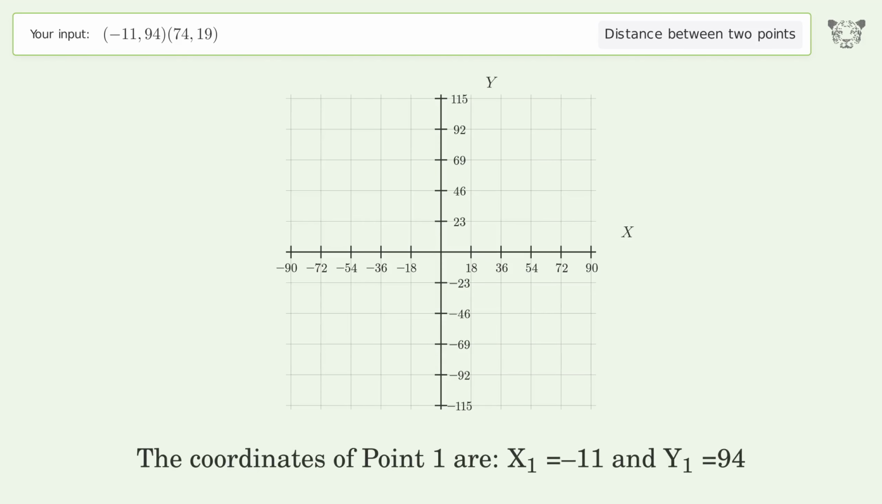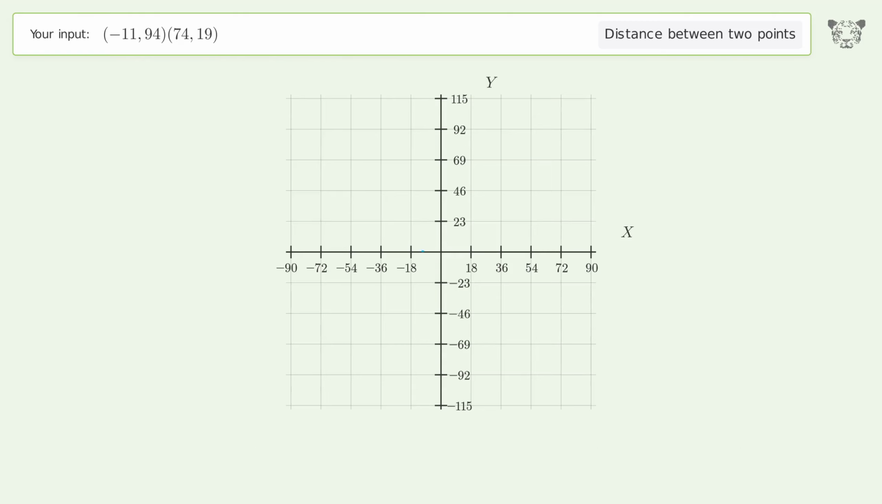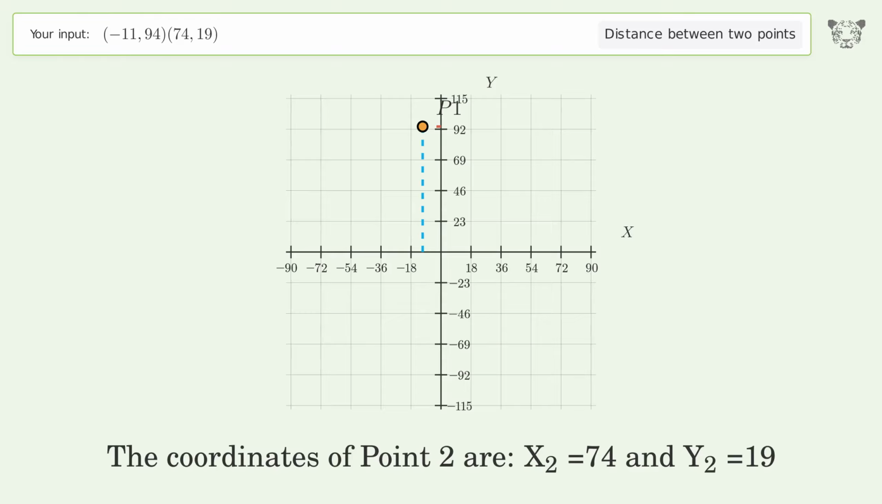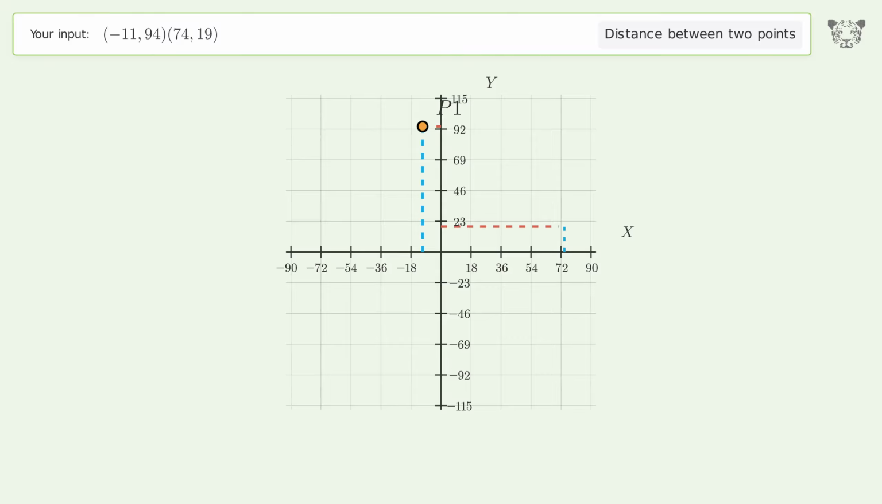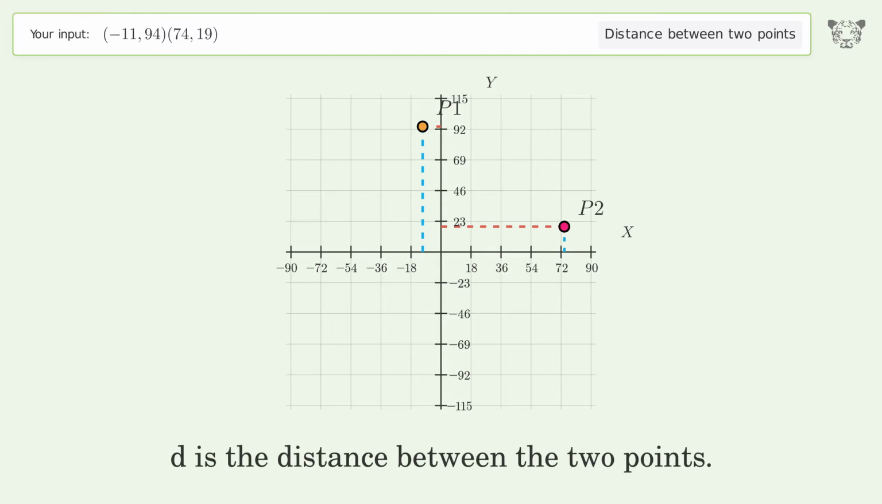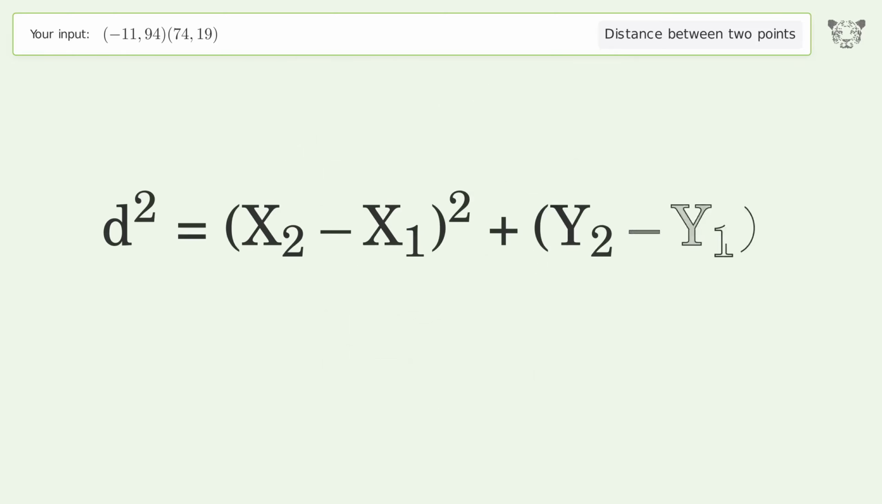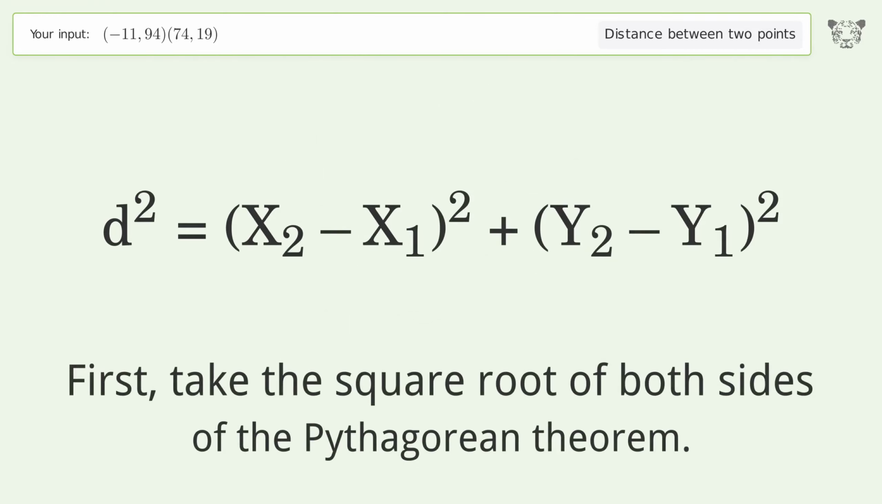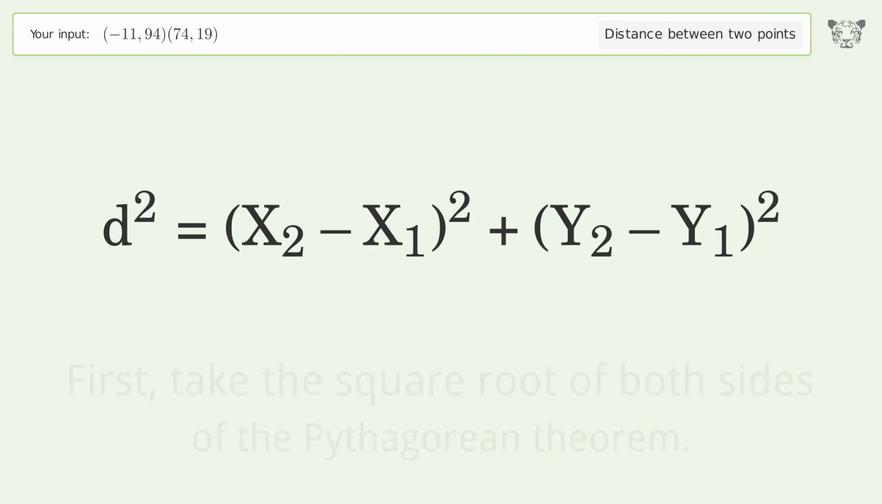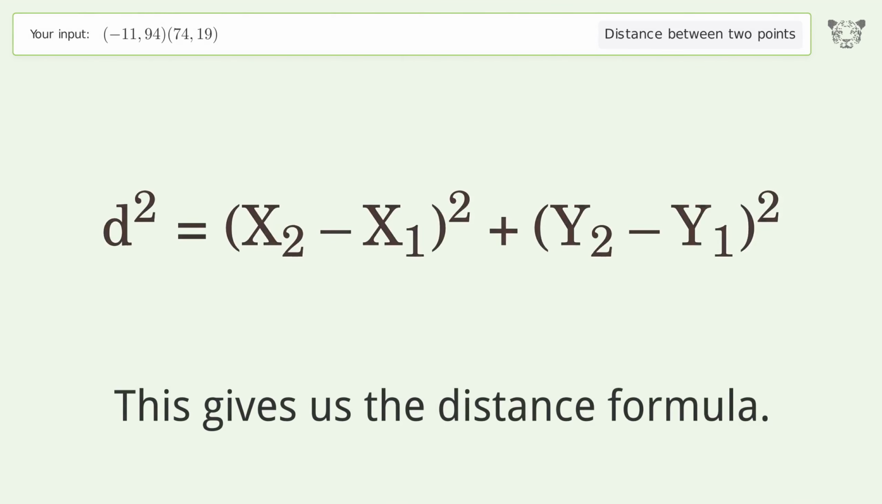The coordinates of point 1 are x1 equals -11 and y1 equals 94. The coordinates of point 2 are x2 equals 74 and y2 equals 19. D is the distance between the 2 points. First, take the square root of both sides of the Pythagorean theorem. This gives us the distance formula.